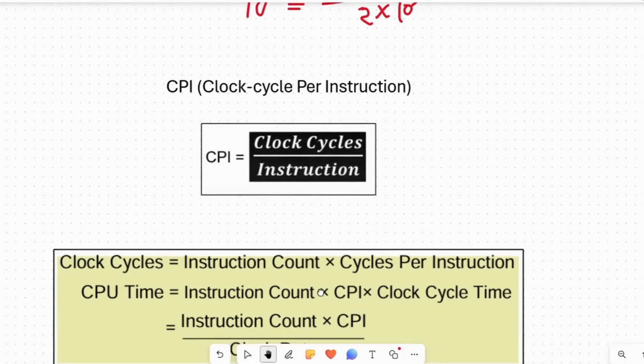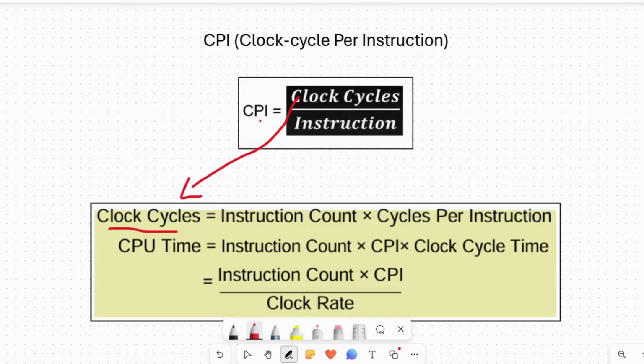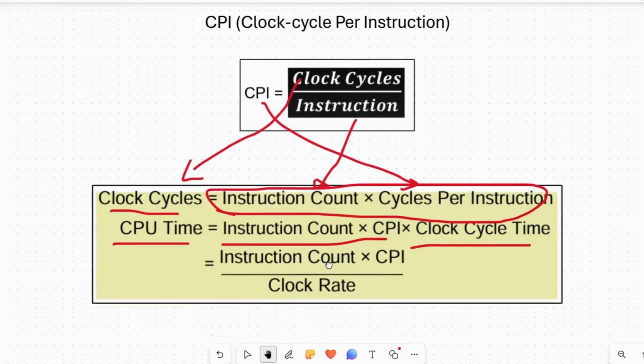Let's go to another formula which is also very important, which is CPI, clock cycles per instruction. CPI is equal to clock cycles divided by instruction count. So this is another formula you can write. Clock cycles is equal to instruction count into cycles per instruction. CPU time is equal to, if we put this value here, so this is the formula. I hope you get it.